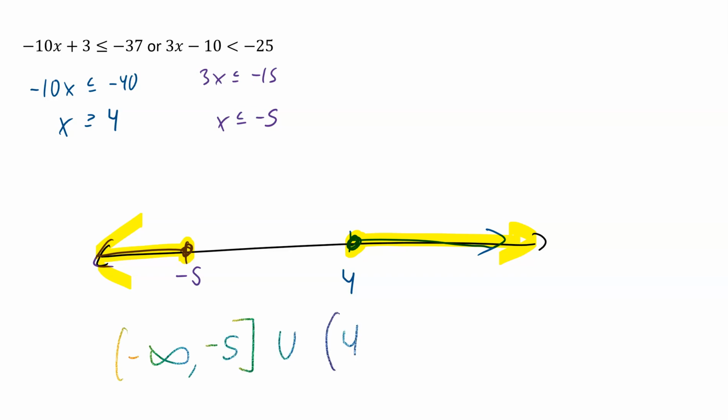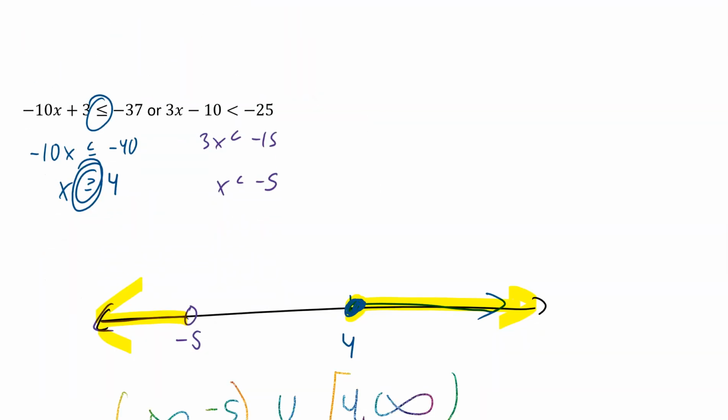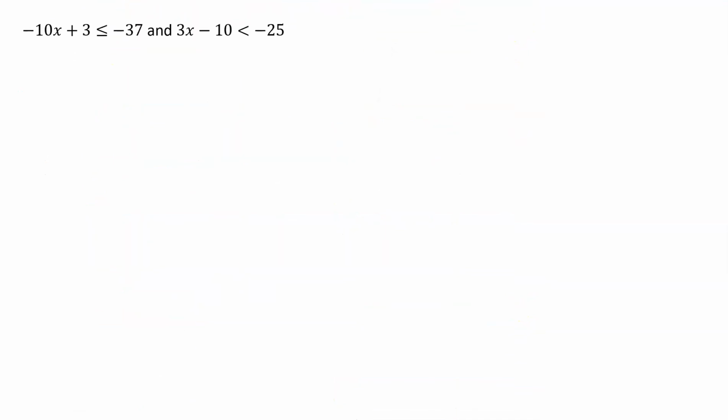union, oh, I should have done open on 4. Right, 4, oops, wrong way. Should have done open on 5. 4 we could be equal to, so that one gets a closed circle. Negative 5 was supposed to be just strictly less than, so it can't actually be negative 5. Open circle at negative 5. And you're looking for the overlap, or either one lets the numbers into the solution set.